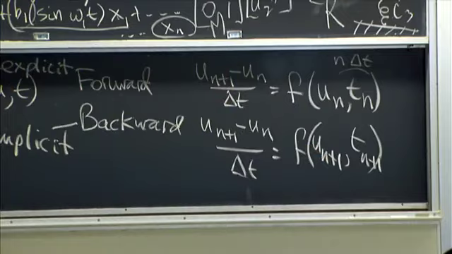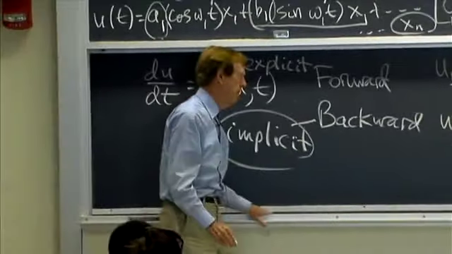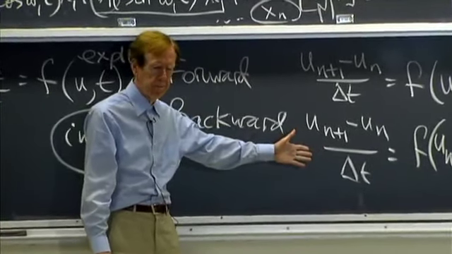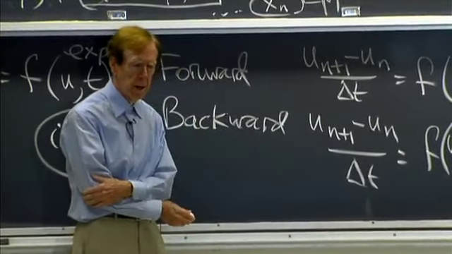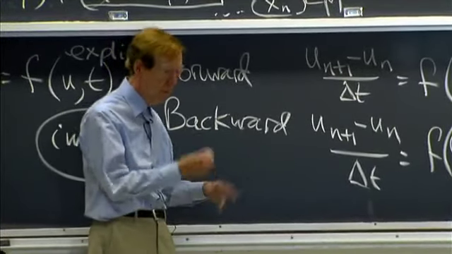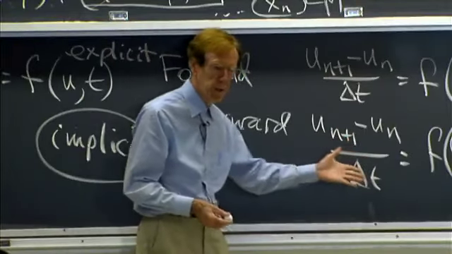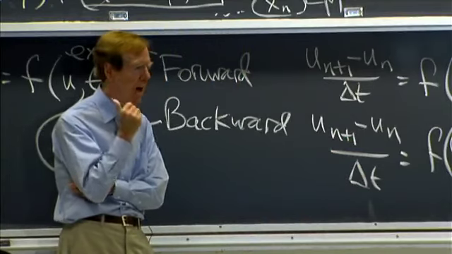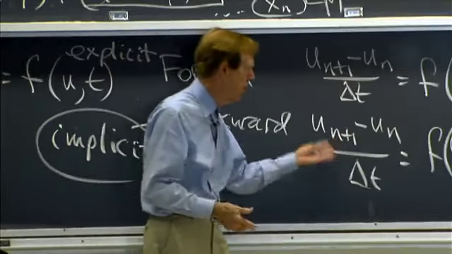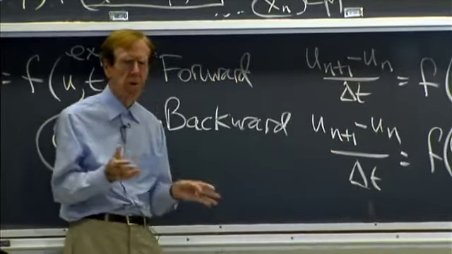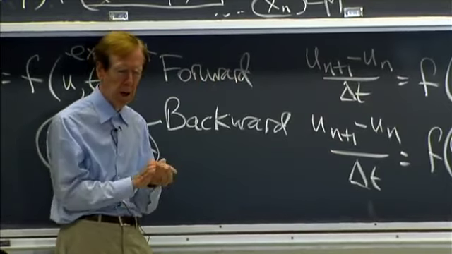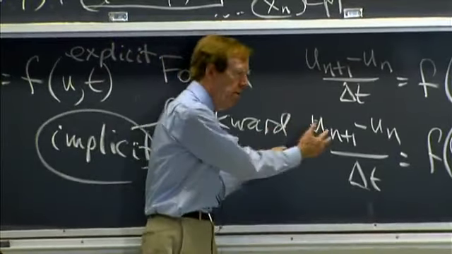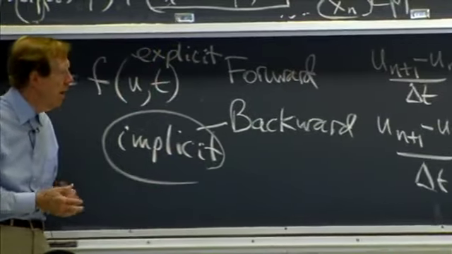Now, why is this called implicit? Because how do I find u n plus 1 out of this? I've got to solve for it. It's much more expensive because it will be probably a nonlinear system of equations to solve. We'll take a little time on that, but of course there's one outstanding method to solve a system of nonlinear equations, and that's called Newton's method. So Newton is coming in. Newton's method is the good way, if you can do it, to solve.